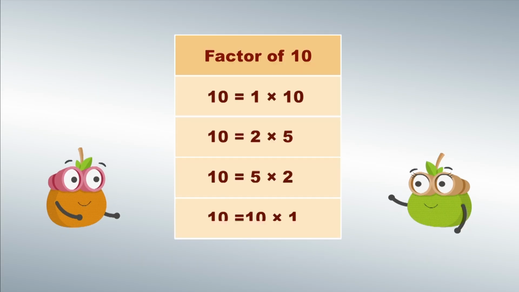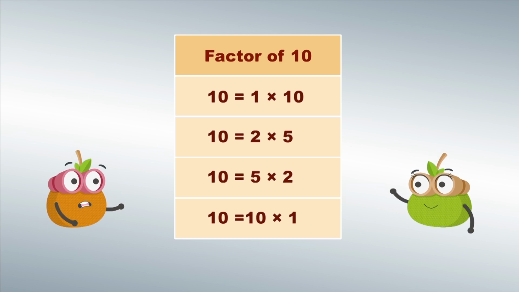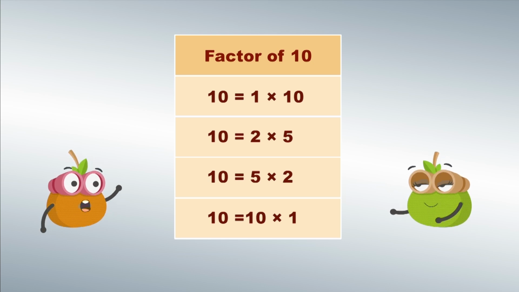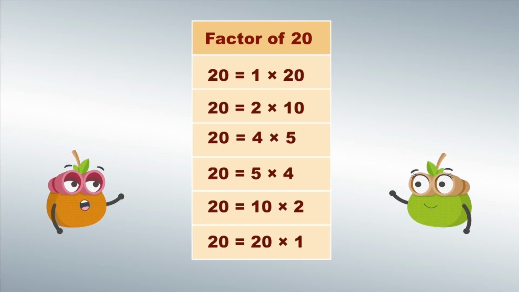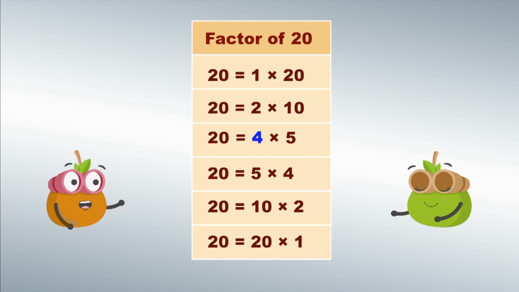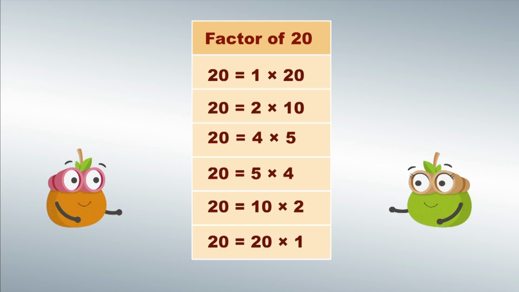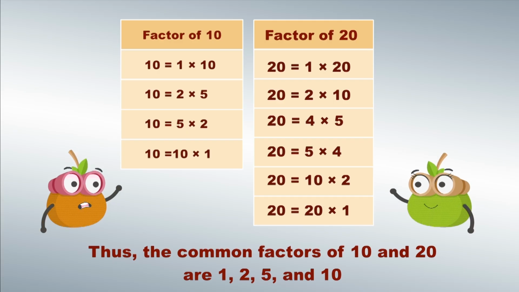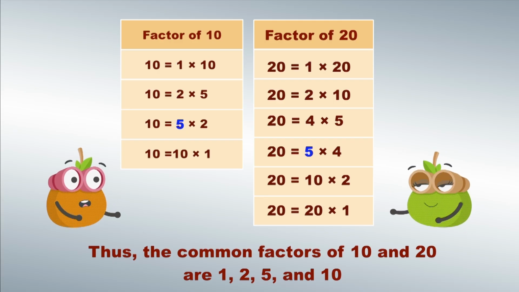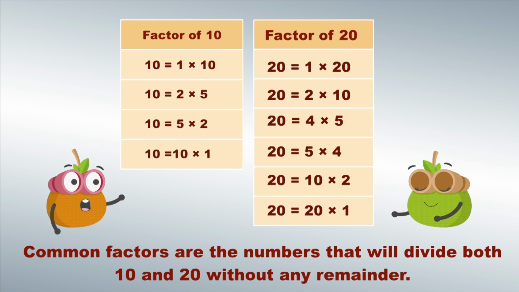The factors of 10 are 1, 2, 5 and 10 because they divide 10 without leaving any remainder. And the factors of 20 are 1, 2, 4, 5, 10 and 20 because they divide 20 without leaving any remainder. Thus the common factors of 10 and 20 are 1, 2, 5 and 10. Common factors are the numbers that will divide both 10 and 20 without any remainder.